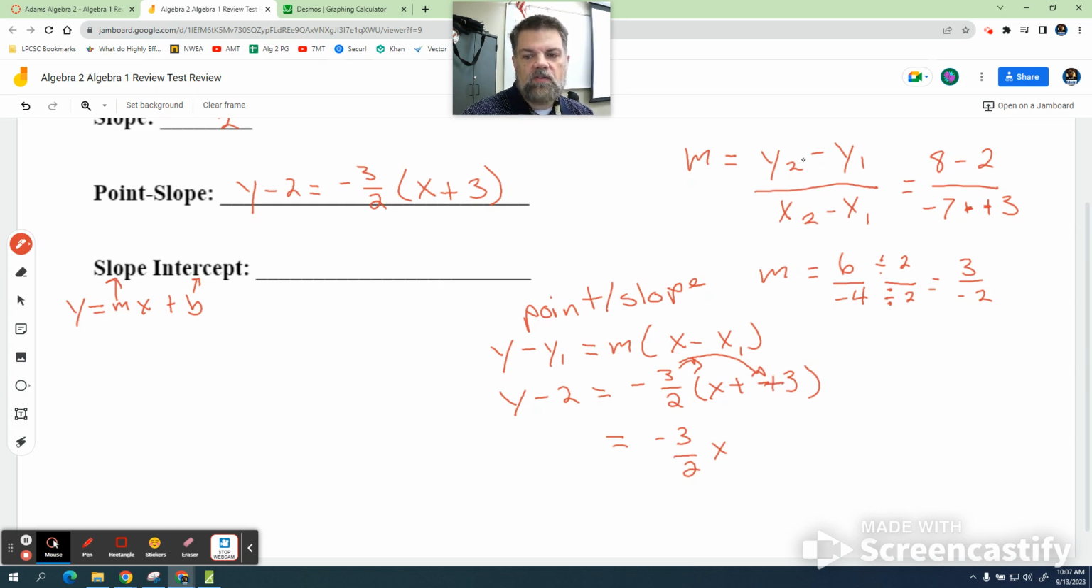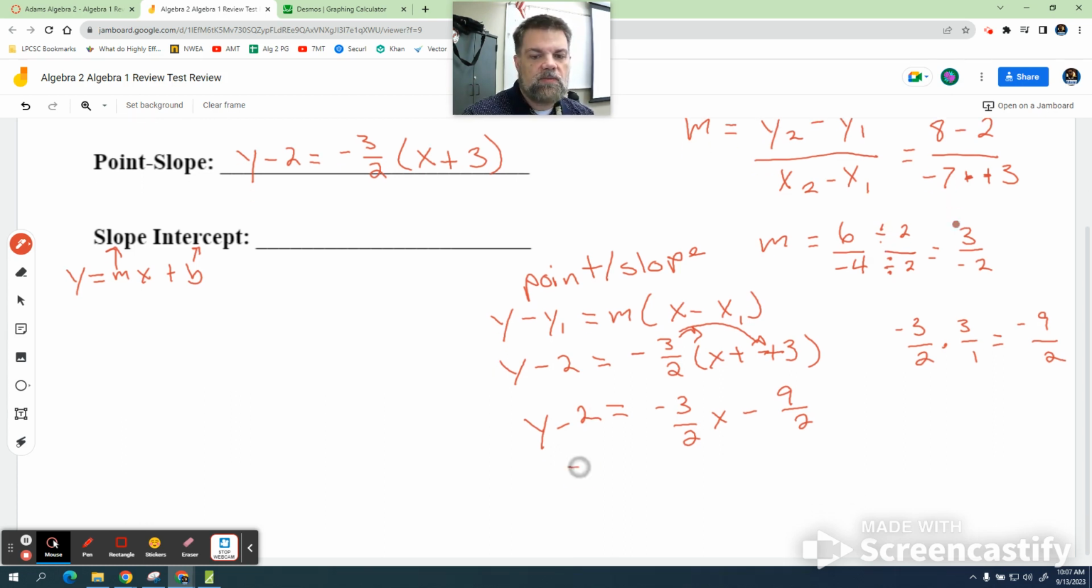So I'm going to have over here negative 3 halves times 3 over 1, which is technically negative 9 over 2. And then I've got y minus 2. Okay? Now to get y by itself, I have to add 2. I have to add 2 to both sides. That gives me y over here minus 3 halves x.